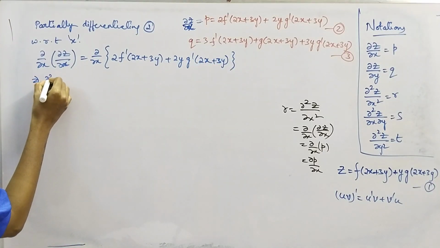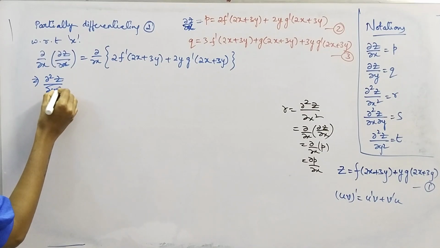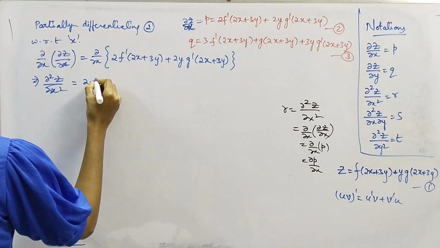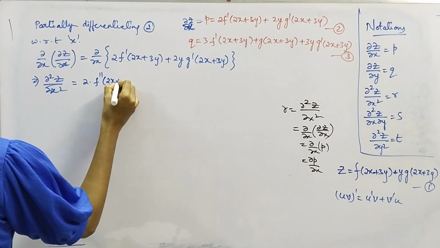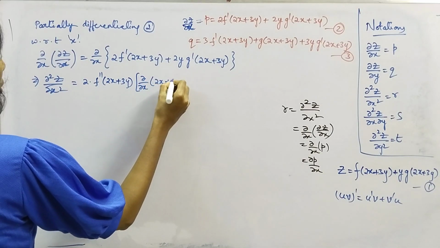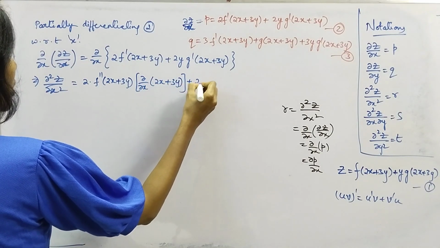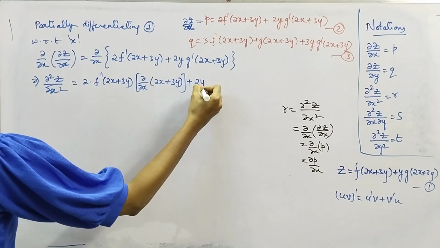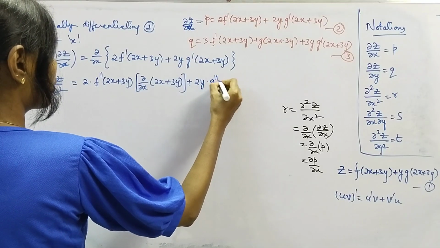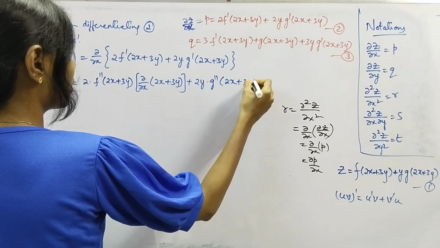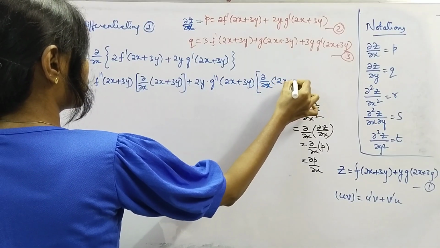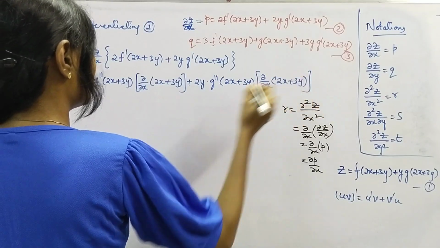This gives us ∂²z/∂x² equal to 2 into the partial derivative of f' of (2x+3y), which is f'' of (2x+3y) into the inner derivative, that is ∂/∂x of (2x+3y), plus 2 into y, which is also treated as constant here, right? So let's write 2y into the partial derivative of g' with respect to x, which is g'' of (2x+3y) into the inner derivative, that is ∂/∂x of (2x+3y), right?